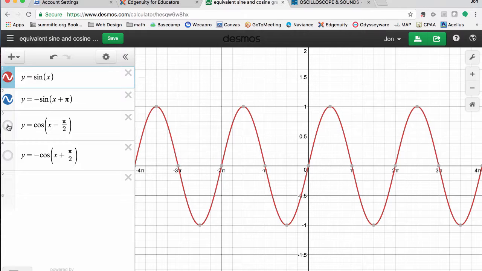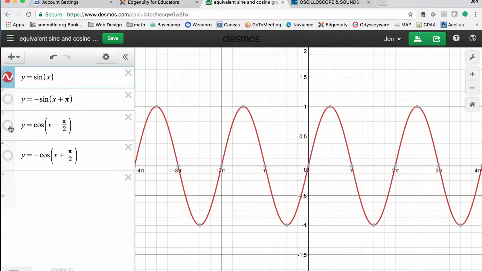Cosine, we already saw how we can make cosine also match up. Check that out. Even if I have a cosine, if we shift it by 90 degrees, so we have x minus pi over 2, that makes it match up with sine. Same graph.